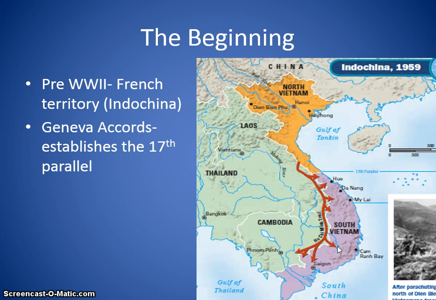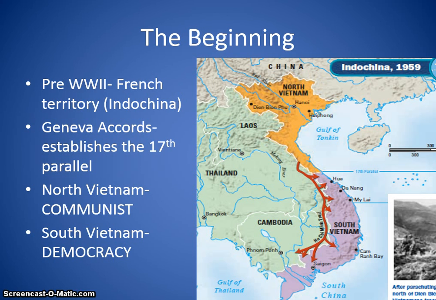And just like the 38th parallel in Korea, that divided North and South Korea, here you're going to have North Vietnam being a communist country, South Vietnam being a democratic country. So it's the same thing that we had seen in Korea. Okay, North Vietnam communist, South Vietnam democracy.